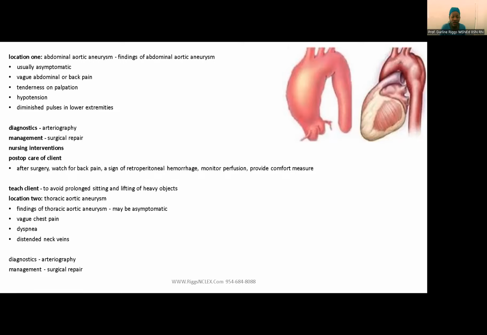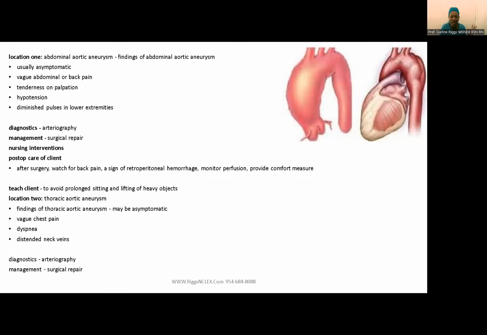And often clients are not even symptomatic, so they could be asymptomatic. There could be a vague chest discomfort or abdominal discomfort. They may be a little hypotensive, maybe some diminished pulses, but often they don't have signs and symptoms. So this could be diagnosed with an arteriography, and it has to be fixed surgically. There's no pill that's going to fix that. They have to have surgery.